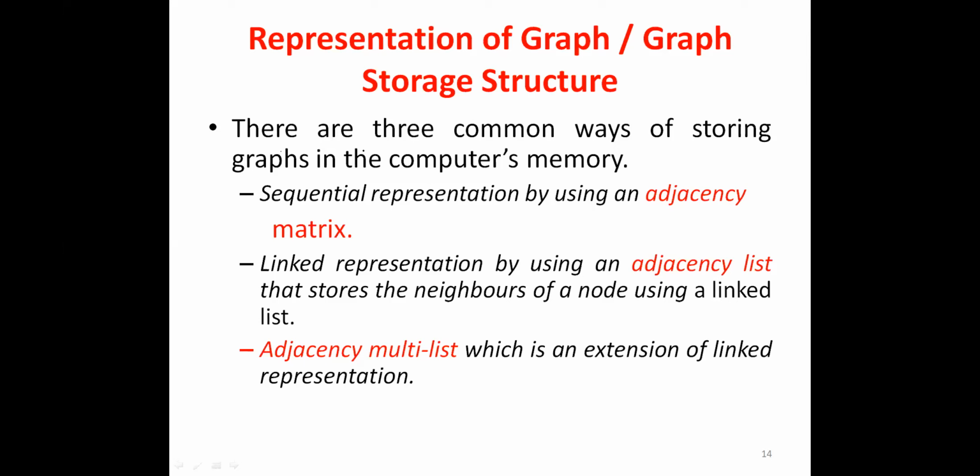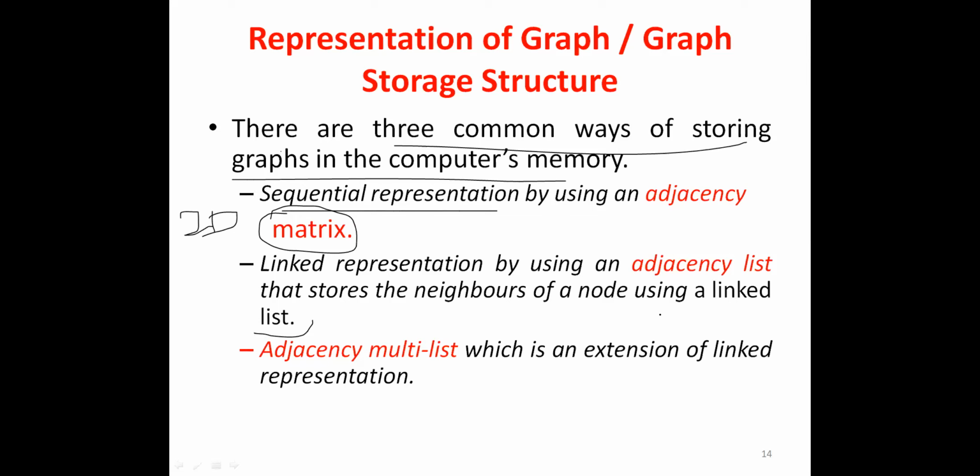So there are three common ways of storing graphs in computer memory. One is sequential representation by using the adjacency matrix. When you say matrix, we are using a two-dimensional array, right? Then another type is a linked representation by using an adjacency list. Here we use a list that stores the neighbors of a node using a linked list. We are using another auxiliary data structure called a linked list.